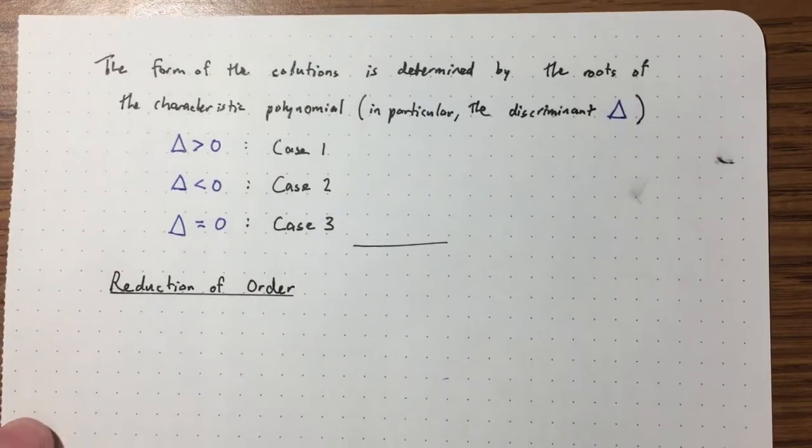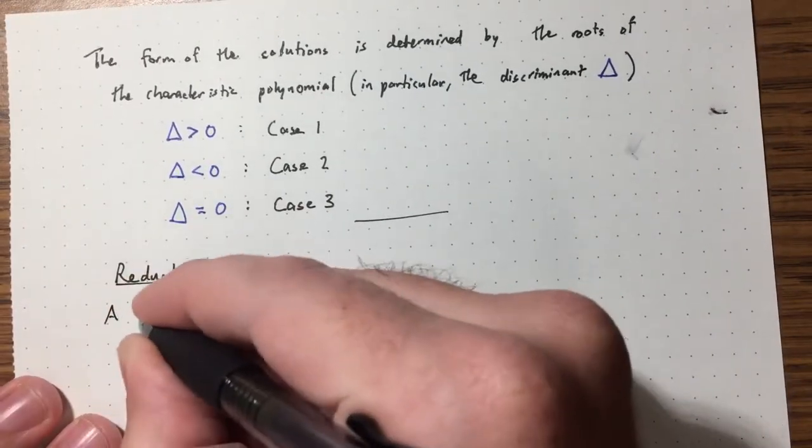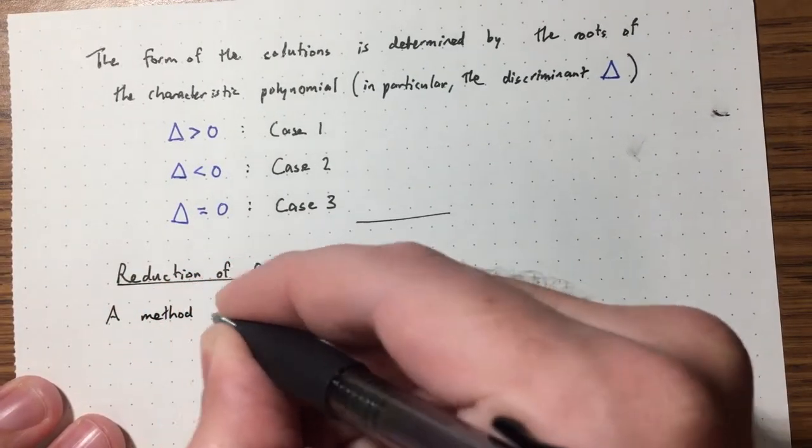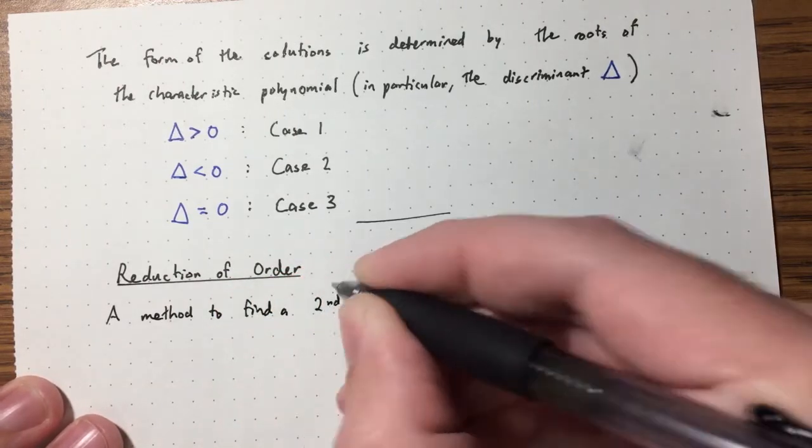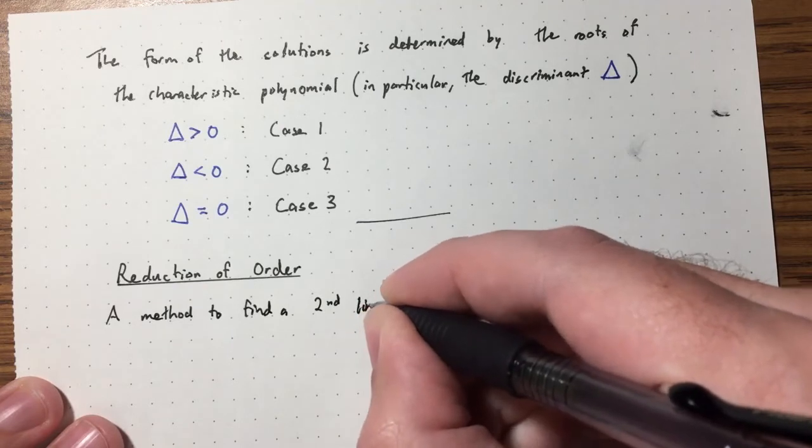So underline that. Okay, so what is reduction of order? It's a method to find a second solution when we have one. So a second linearly independent solution.